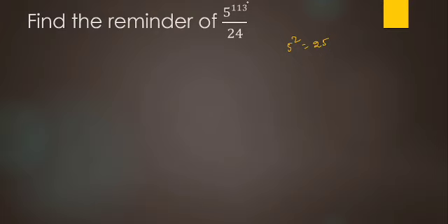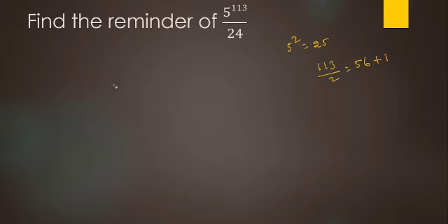Now how many numbers are here? It is 113. So what we will do is write this 5 in terms of 2. So 113 divided by 2, how many times does it go? It goes 56 times and the remainder is 1. So the remainder is 1.